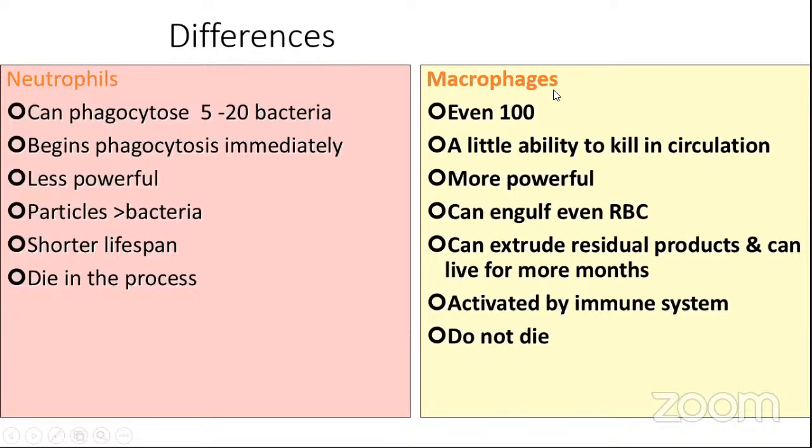Whereas macrophages can engulf as many as 100 bacteria, with little ability to kill them in the circulation, but they are more powerful, can engulf even RBCs, can extrude the residual products and can live for many more months. They are also activated by the immune system, but they do not die as such. They complete the whole process and only then do they get senescent. So these are the slight differences between neutrophils and macrophages.